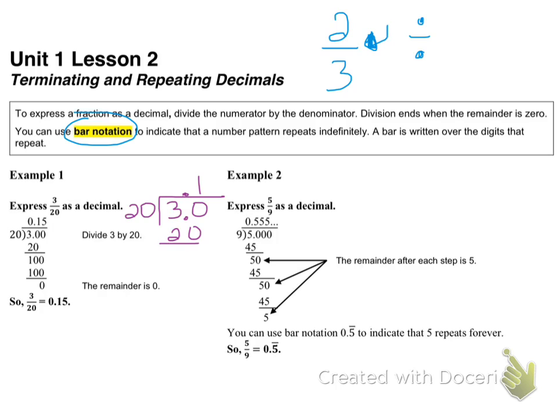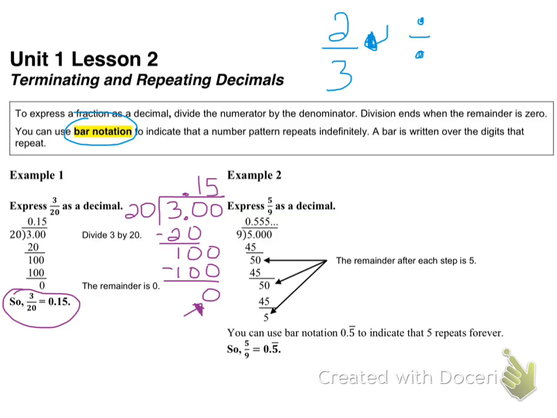1 times 20 is 20. We subtract, and now I can drop another 0 because it hasn't stopped yet. 20 goes into 100 5 times. 5 times 20 is 100. We've reached a remainder of 0, so we know that this one has terminated. It's stopped. So 3/20 is equal to 0.15, or we would call that 15/100ths.